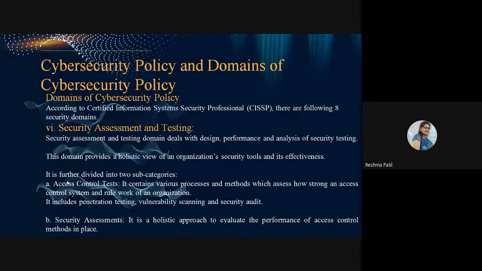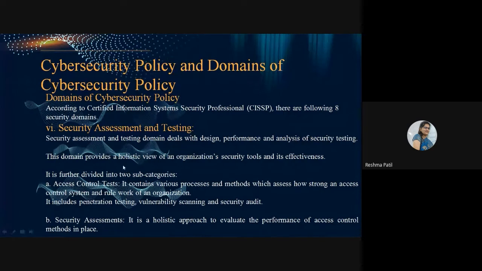Next is security assessment and testing. The security assessment and testing domain deals with the design, performance and analysis of security testing. Already you have designed your system. Here you will check the performance of that system and you will analyze it. The design part is already available. You will assess whether it is working properly or not. You will test it here.